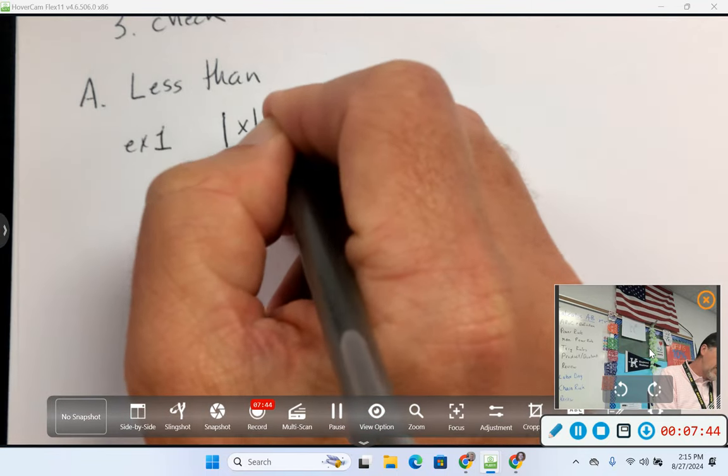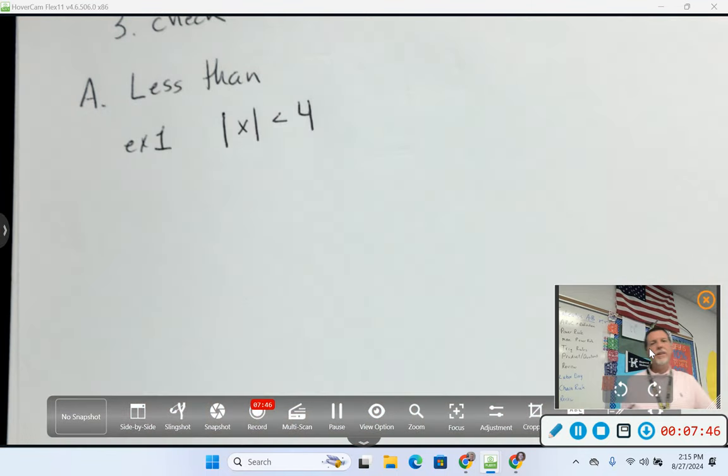Absolute value of x is less than 4. Couldn't get much simpler for an absolute value inequality. So we think about our steps: isolate the absolute value, and that's already done for us. Write two inequalities. Any guesses on what the first inequality would be? x is less than 4.